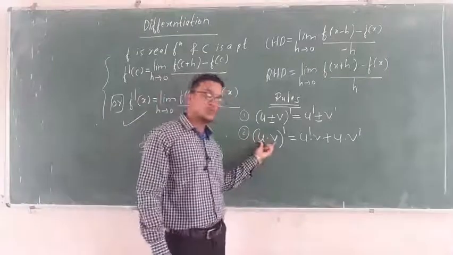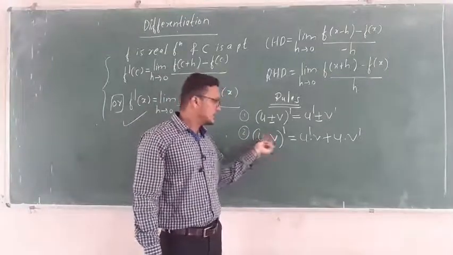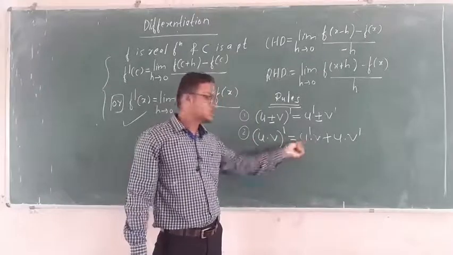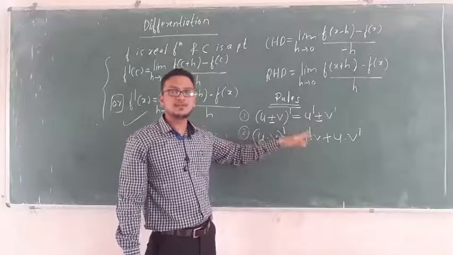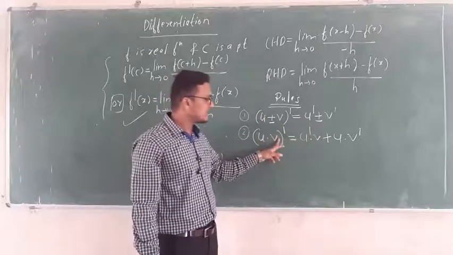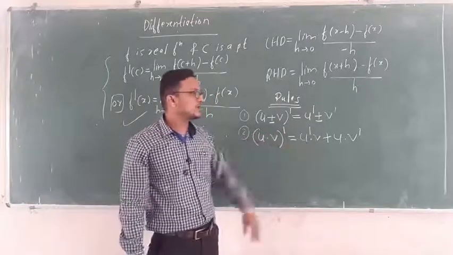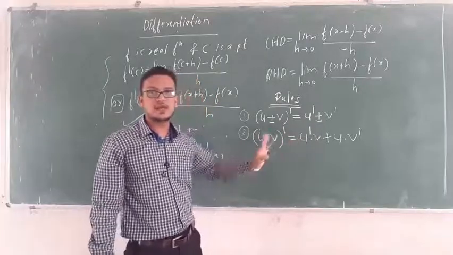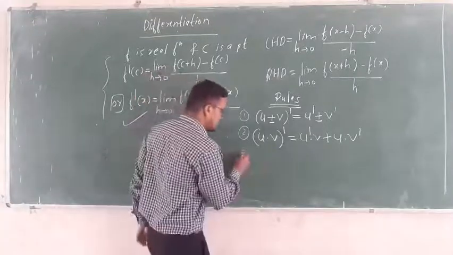Okay, once again I explain. U into v: in that, take the derivative of the first function. U derivative is u dash into second function constant, plus, the sign in between is always plus, first function constant, take the derivative of the second, that is v dash. And this rule is called the product rule.